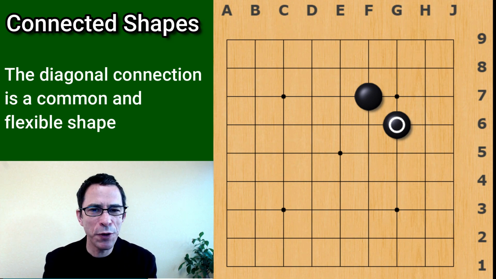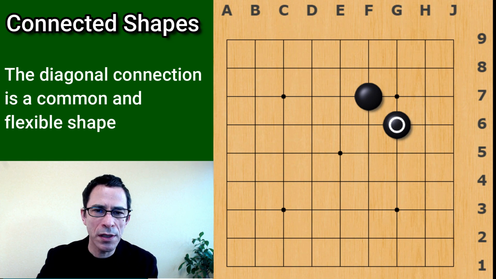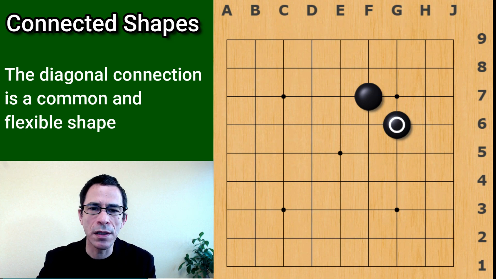And what might be confusing about it is that I have already told you that stones are only connected when they're right next to each other. So they have to be connected to an adjacent intersection through these lines, you might say. And these diagonal stones are not connected, strictly speaking.